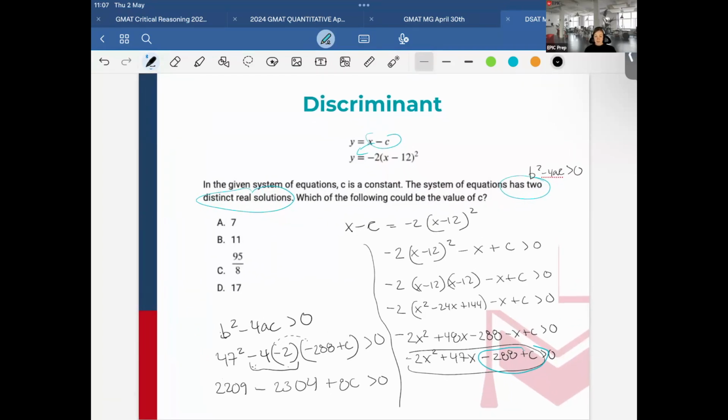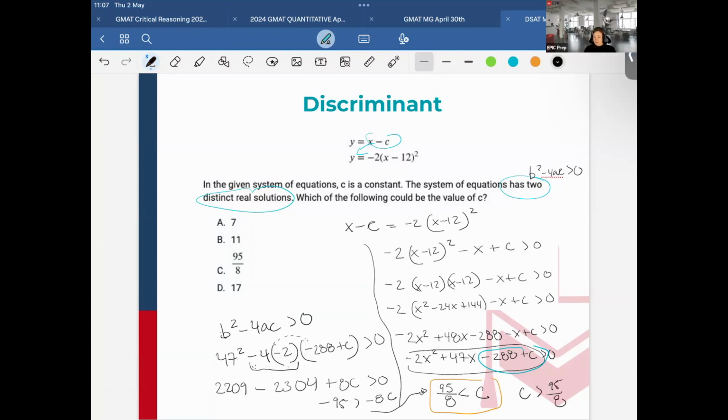Okay, so then we have 2209 minus 2304. So that is -95. I'm going to move the 8c over, -8c. Divide each side by the negative. So since I'm dividing by -8, remember whenever you divide by a negative number, I'm going to flip the inequality. So that will give me 95/8 is less than c. Or like c is greater than 95/8.